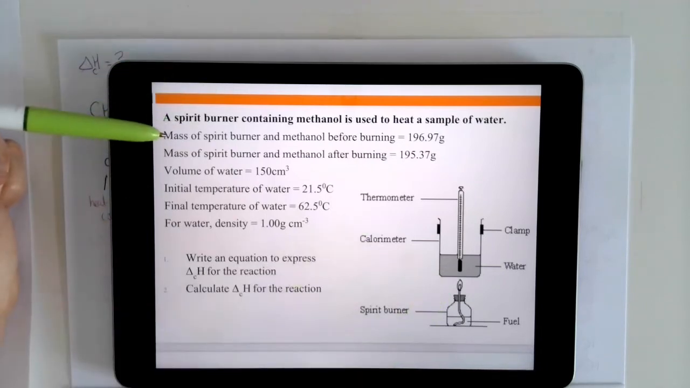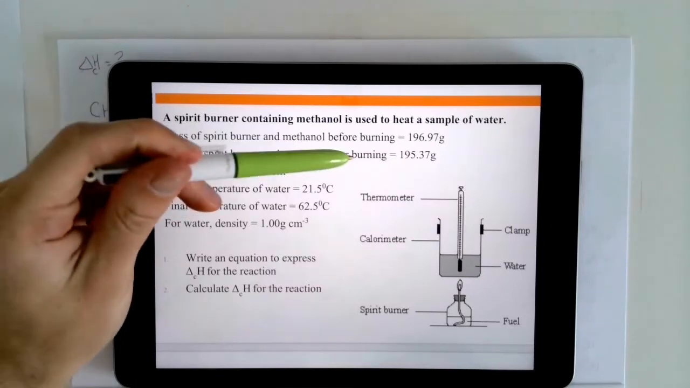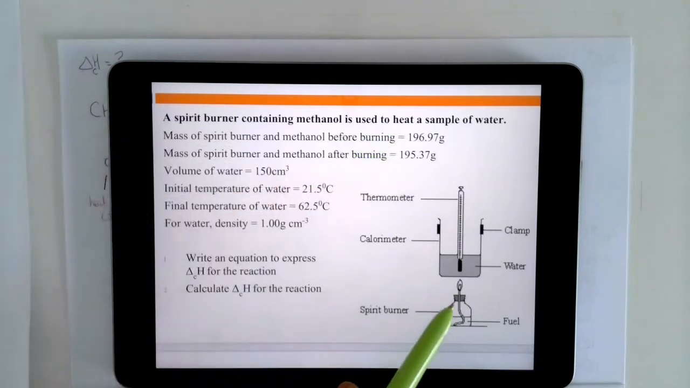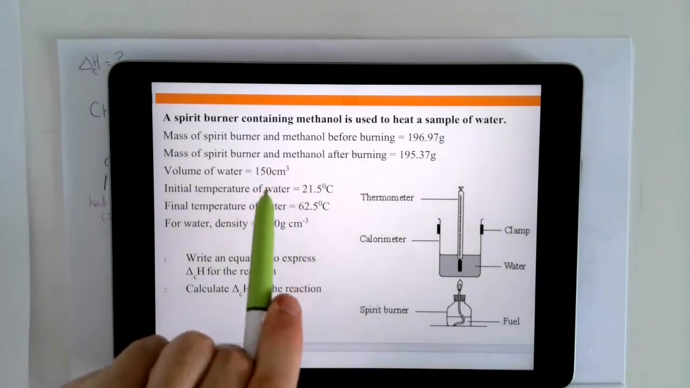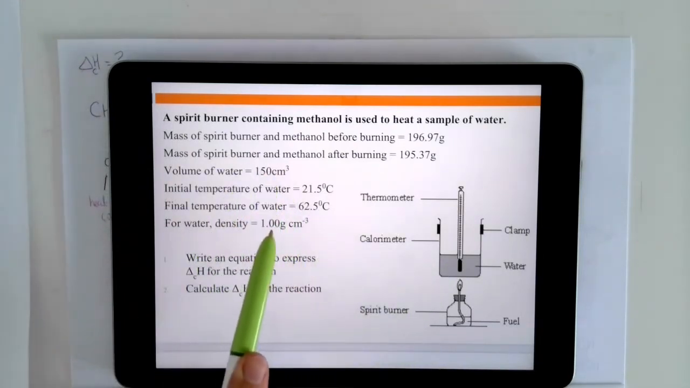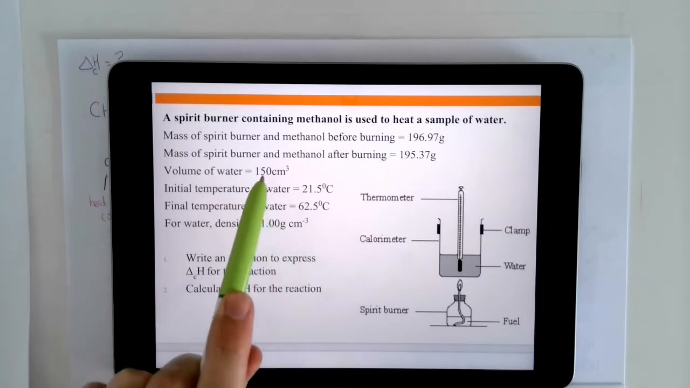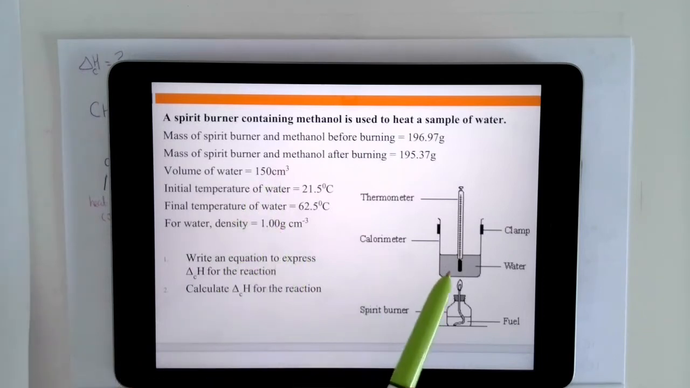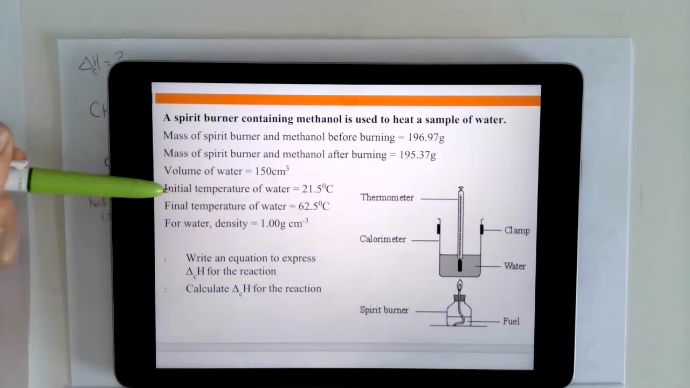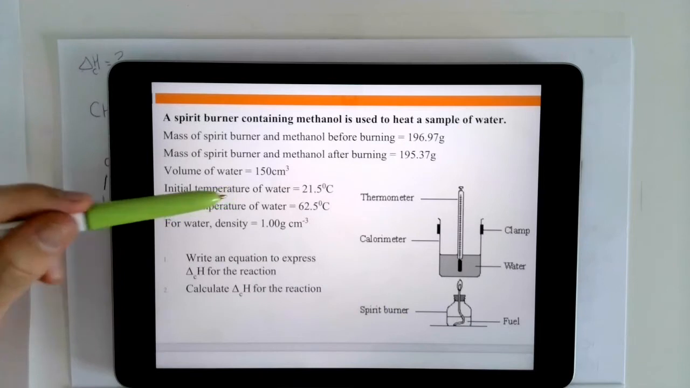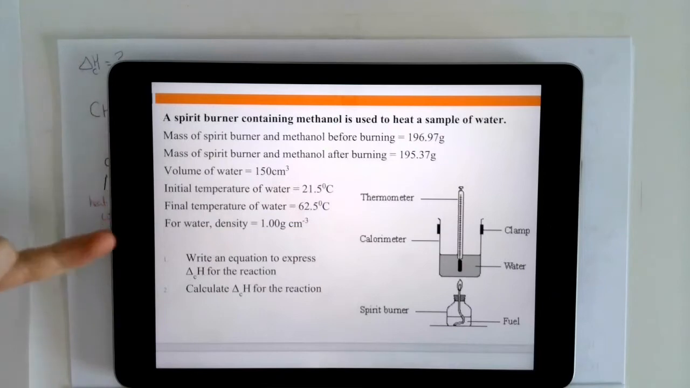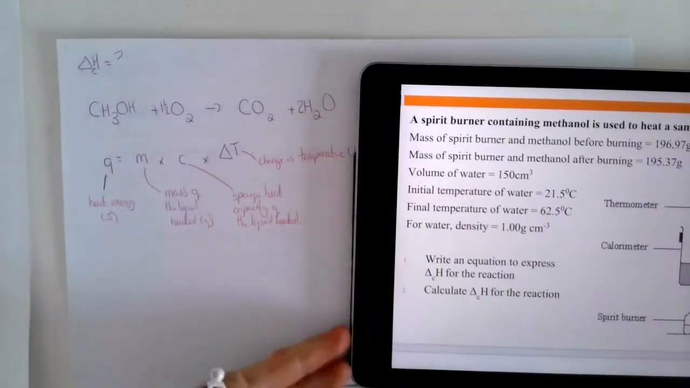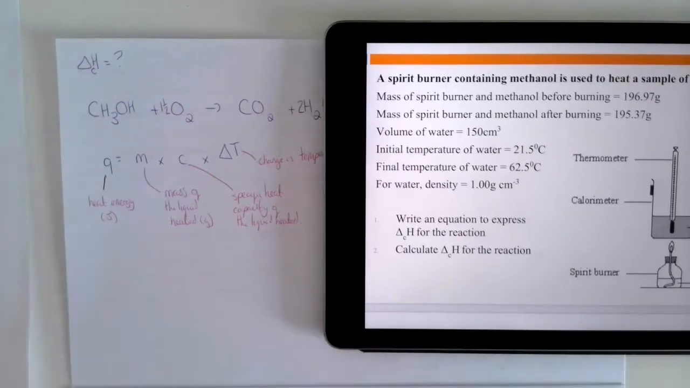If we look at the data, we've got the mass of the spirit burner before we start burning it and after we start burning it. If we take the difference, we'll have how much fuel was used. The volume of water used is 150 centimeters cubed, so 150 milliliters. For water, the density is 1 gram per centimeter cubed, so every centimeter cubed is 1 gram. That means I've got 150 grams of water in there. Then I've got the initial temperature of the water before I started burning and the final temperature of the water, so in essence I've got a change in temperature. If I put that there, we'll work out these values.